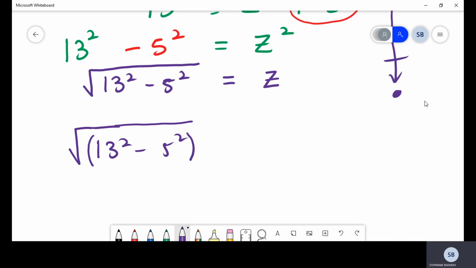And on my calculator, 13 squared minus 5 squared gives us 144. So therefore, z, the square root of 144, is simply 12. And the units in our question were meters. And that's it. That's your answer.